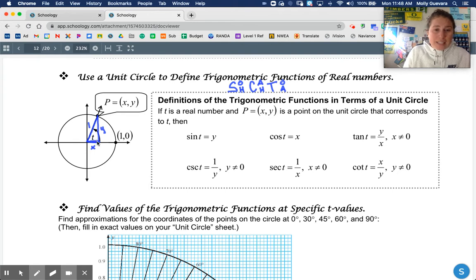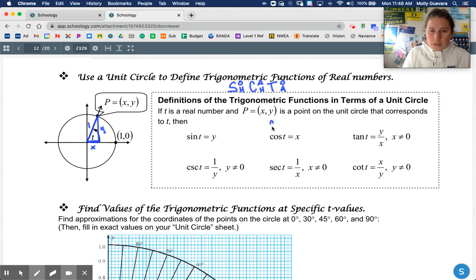So that tells me that sine of T is opposite over hypotenuse, right? So I'm going to write this off to the side. Sine of T is equal to opposite, which is y, over hypotenuse, which is 1. Well, y over 1 is just y, so that's how we get this. Sine of t equals y. I'm going to go ahead and erase this, okay? Because it's just y over 1.